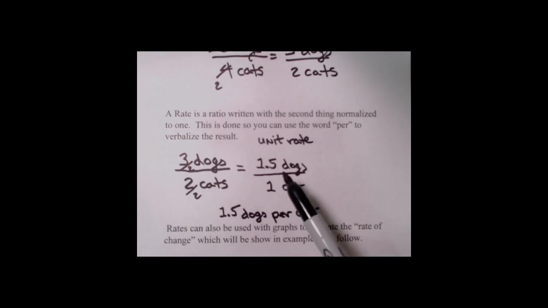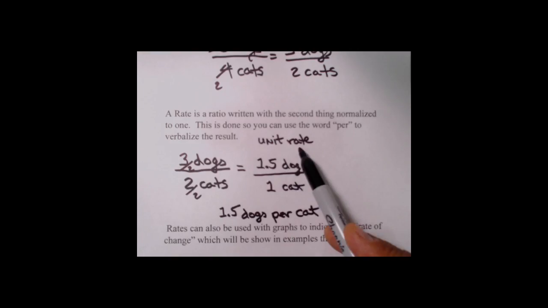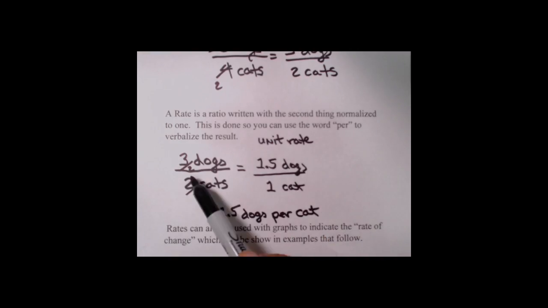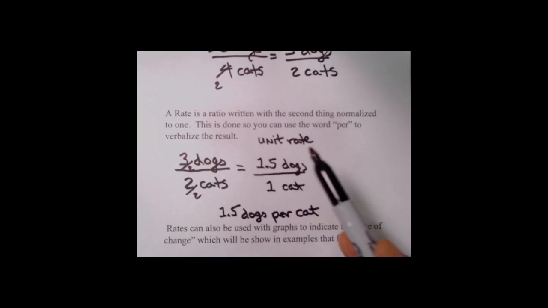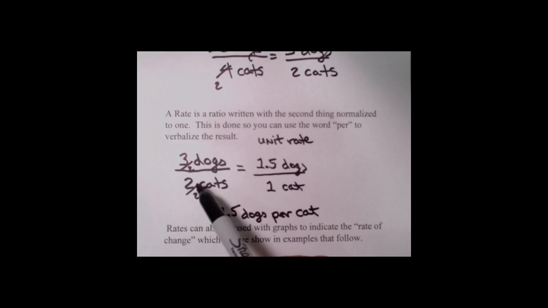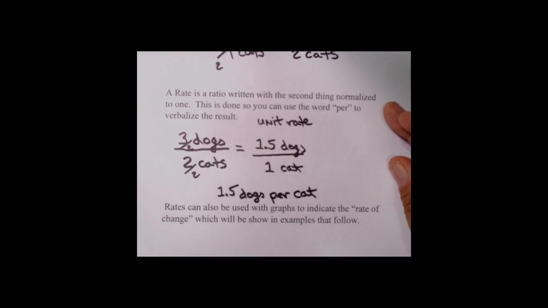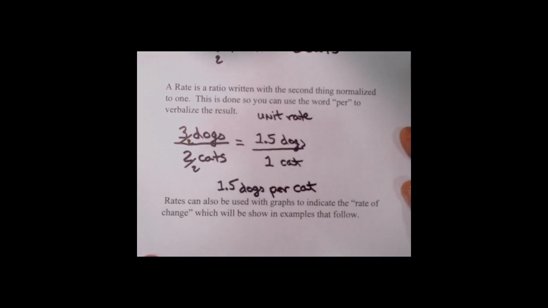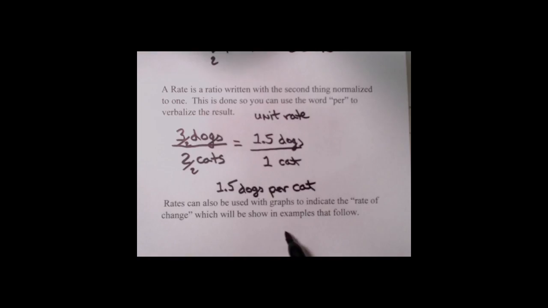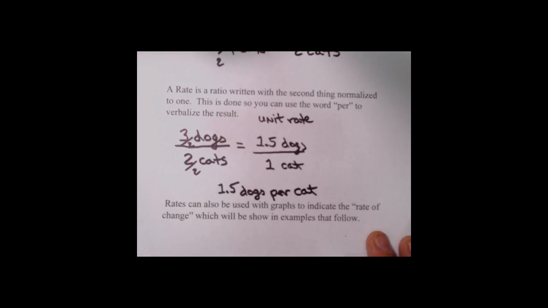But if you want to make a rate out of it, then we're usually talking about one of these unit rates. Then what you have to do is divide top and bottom by what the bottom is, so you get 1 downstairs and the upstairs matches it. So 1.5 dogs per cat would be the same as this ratio here, but now we've written it as a rate. Now, rates can also be used to indicate the rate of change when we talk about graphs. And so let's take a look at some examples to see how that can be taken further.